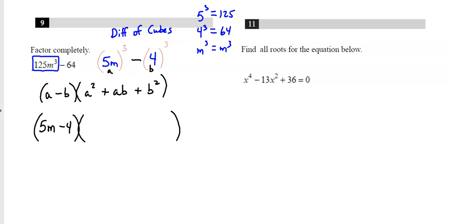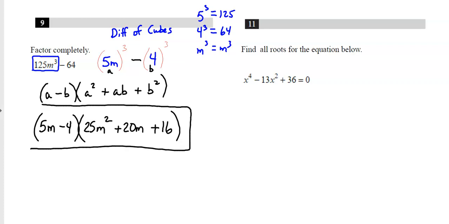Well, a squared, 5m times itself is 25m squared. A times b, well, 5 times 4, that's 20 m's. And then the b squared, 4 times 4, is going to be 16. So this would be my factor completely, difference of two cubes.